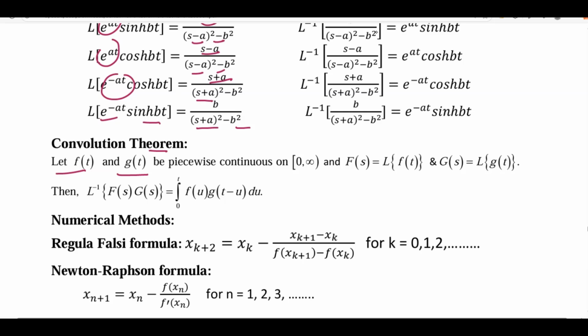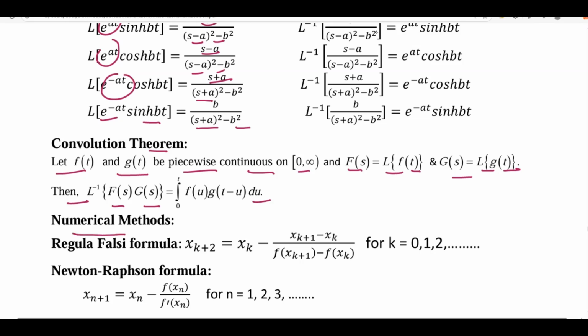Then you have the convolution theorem. Let f(x) and g(x) be piecewise continuous on 0 to infinity, and F(s) = L{f(t)} and G(s) = L{g(t)}. Then L⁻¹{F(s) G(s)} equals the integral from 0 to t of f(u) g(t − u) du.